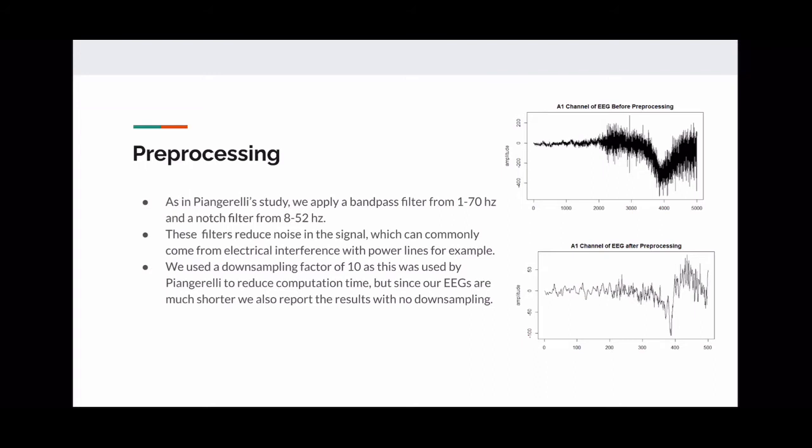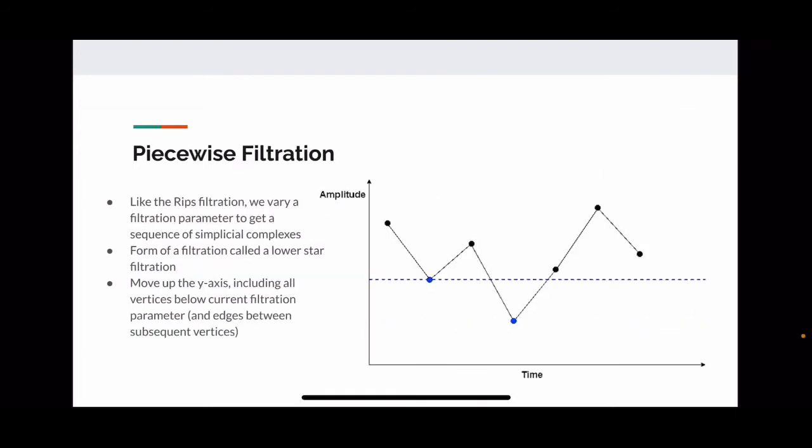As you can see in the top right, there's a good 60 Hertz artifact, and on the bottom, that's where the artifact is filtered out with preprocessing by using the notch filter. So we have to filter our data before we can analyze it correctly. And then piecewise filtration. This is where it starts to get a little complicated.